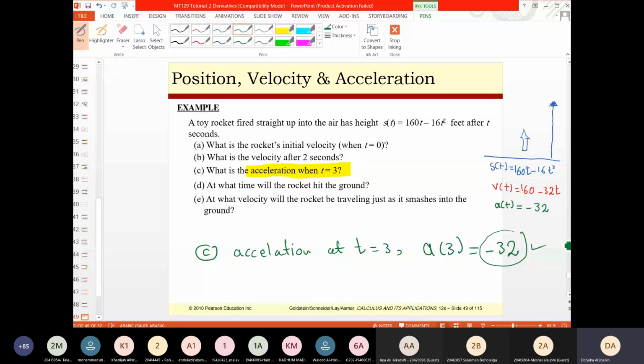I'm throwing the rocket upward, right? Its velocity will be high at the beginning, but after a while it's going to be less and less and less until the velocity becomes 0 and it will fall down, right? So this is why the acceleration is constant and it is negative as well. Just if you want to imagine what's happening.